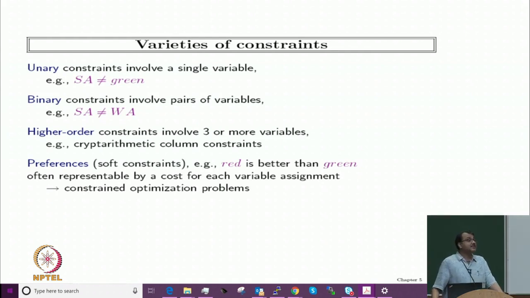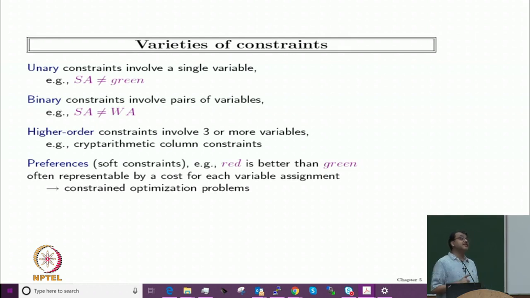Similarly, different people study many different kinds of constraints. Do not label South Australia green. South Australia does not like greenery, whatever be the reason, it is too close to water, I do not know. But let us say there is a constraint which says do not label South Australia green, then that will be represented as SA not equal to green. Those will be called unary constraints. Then you will have binary constraints that South Australia should not be equal to Western Australia. You will have higher order constraints like 3 or 4 variables come together and define a constraint.